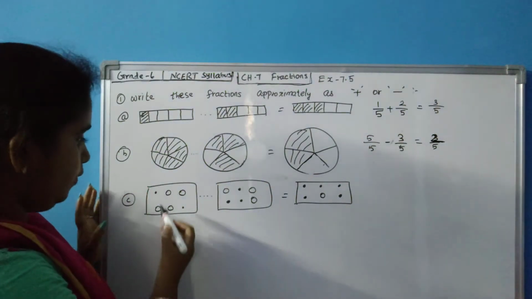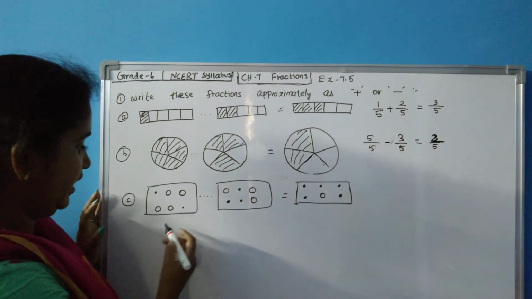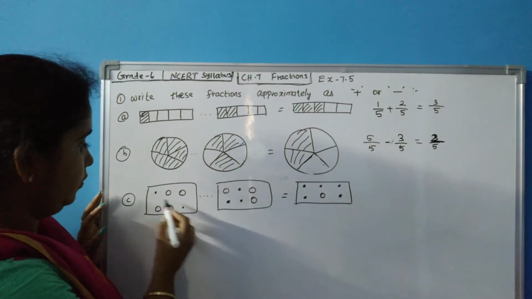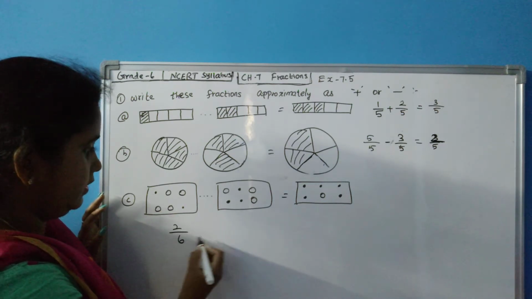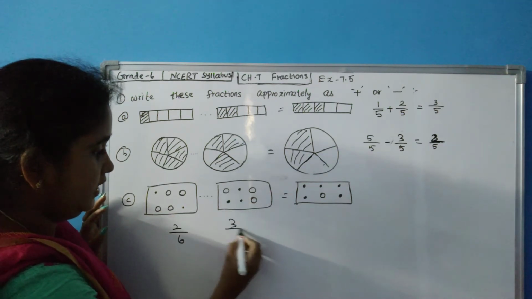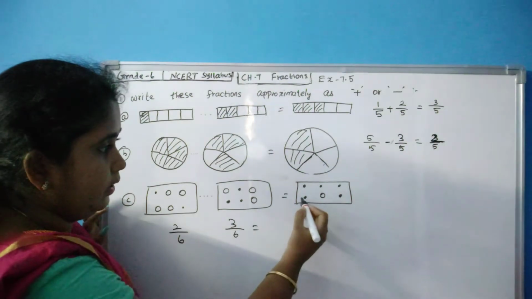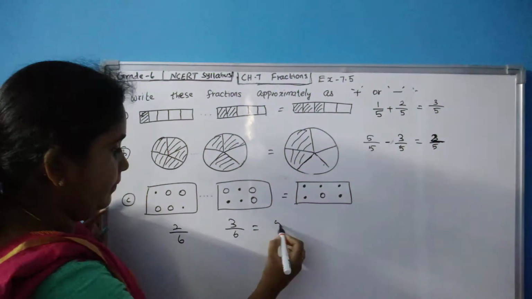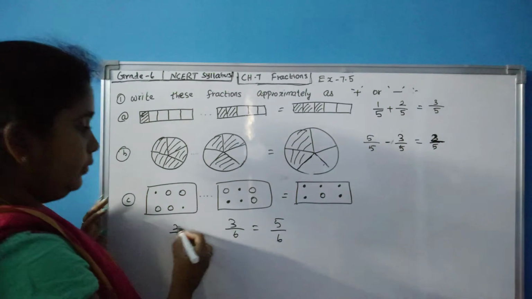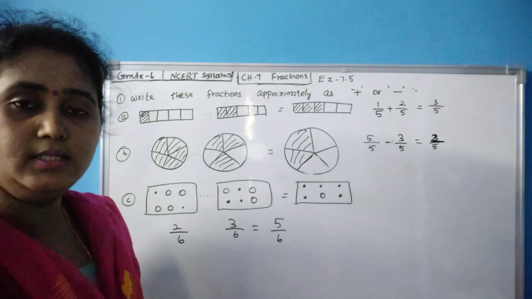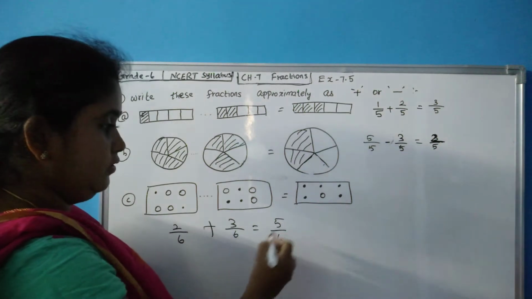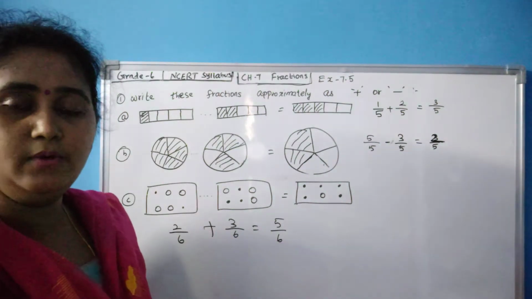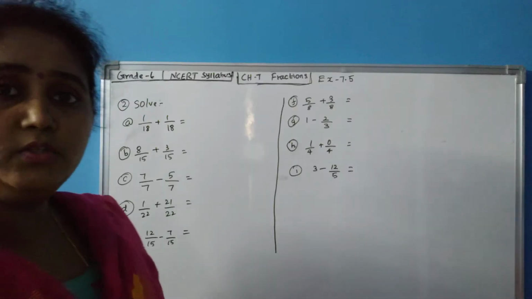Okay, now see, these small dots represent that it is shaded. So this is what? 2 out of 6. So 2 parts is shaded out of 6 parts. Here 3 parts is shaded out of 6 parts, which is equal to 1, 2, 3, 4, 5. 5 parts is shaded out of 6 parts. 2 is there, 3 is there. If you add 2 and 3, you will get 5. Okay, so 2 by 6 plus 3 by 6 gives you 5 by 6. So this is your answer. Now we will move on to the next sum. So this is your next sum.